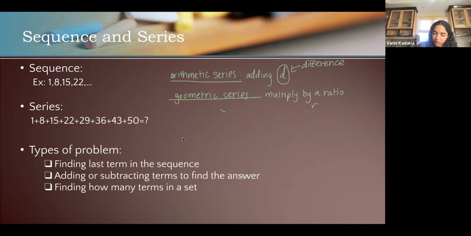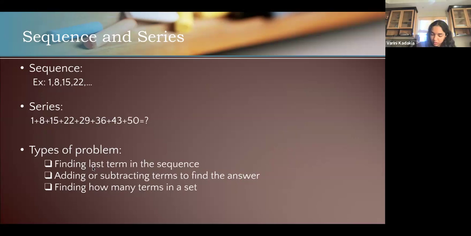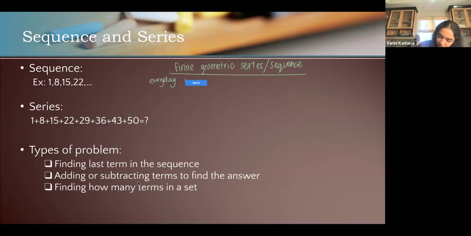Okay, so we're going over finite geometric series. Let's go back to the apple example. Every day I will give you 3 times the amount of apples you have.